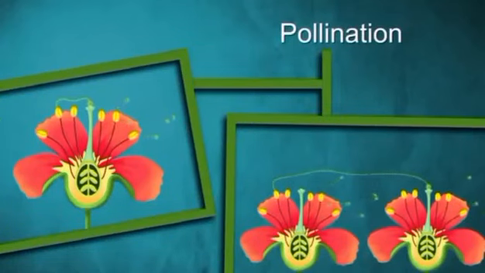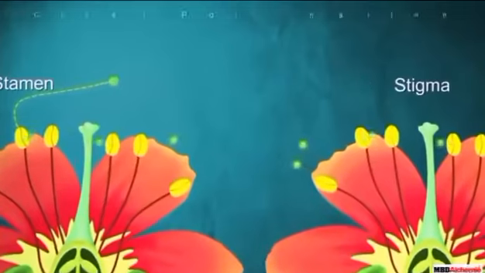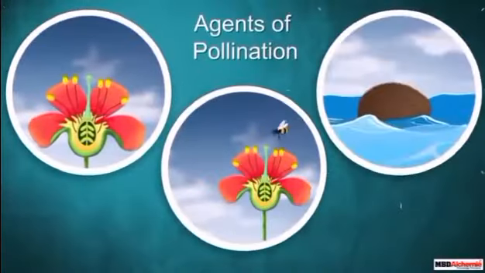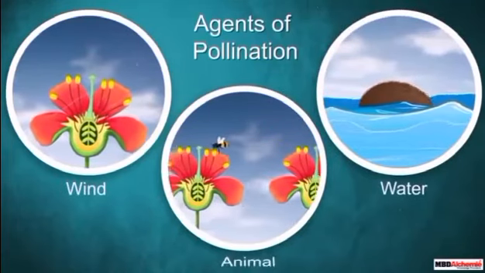So the pollen needs to be transferred from the stamen to the stigma. If this transfer of pollen occurs in the same flower, it is referred to as self-pollination. On the other hand, if the pollen is transferred from one flower to another, it is known as cross-pollination. This transfer of pollen from one flower to another is achieved by agents like wind, water, or animals.